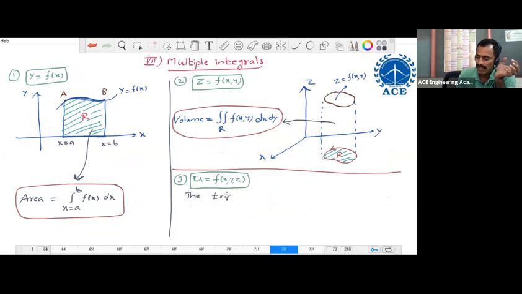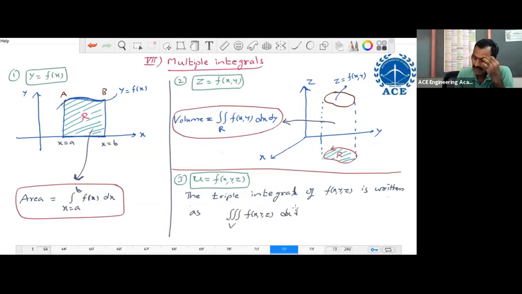The triple integral of f of x, y, z is written with 3 integral signs, with V below the integral sign, and inside the integral f of x, y, z dV, or dx dy dz. Single integral gives area, double integral gives volume, and the triple integral gives hypervolume only.